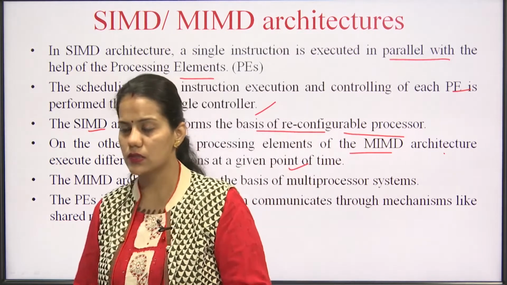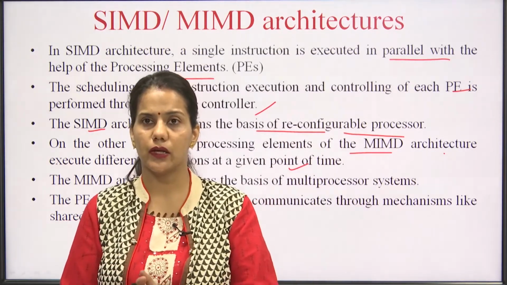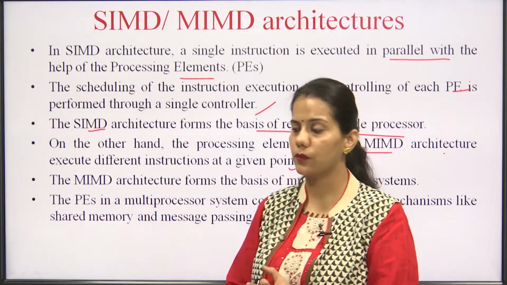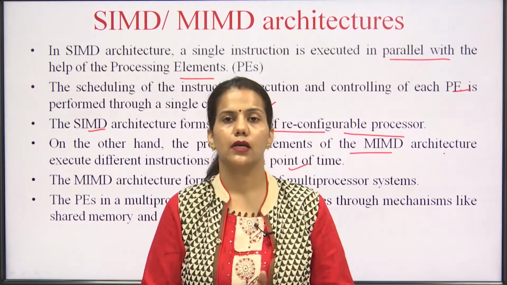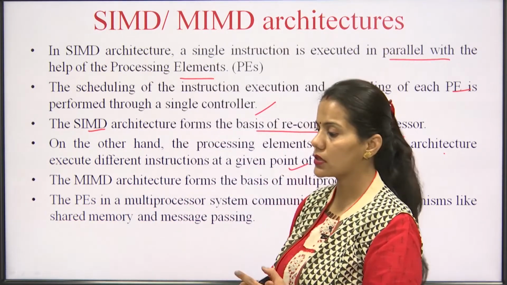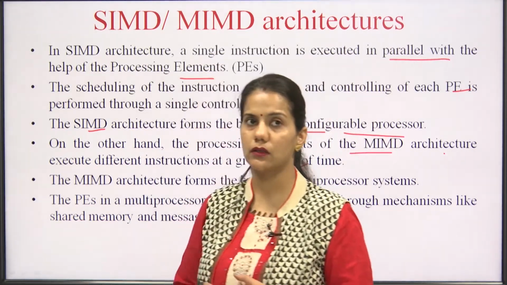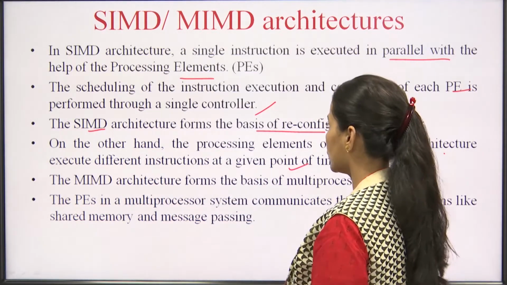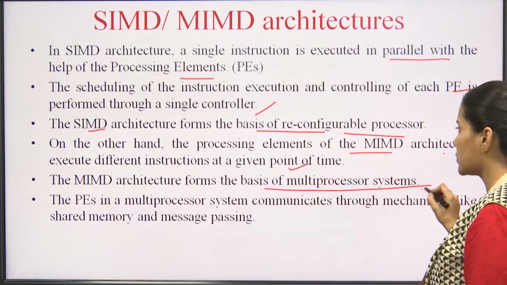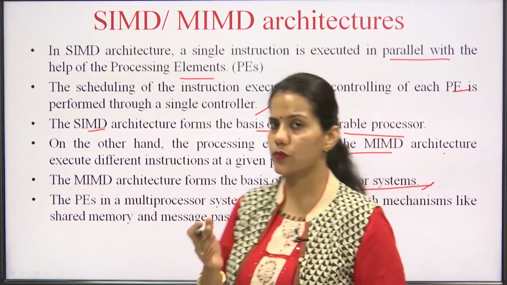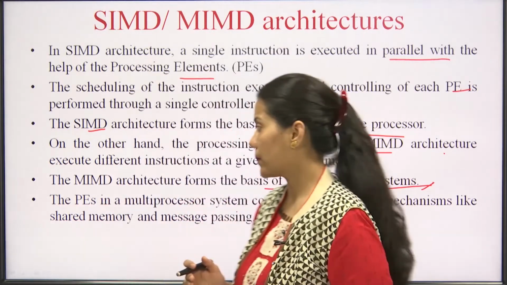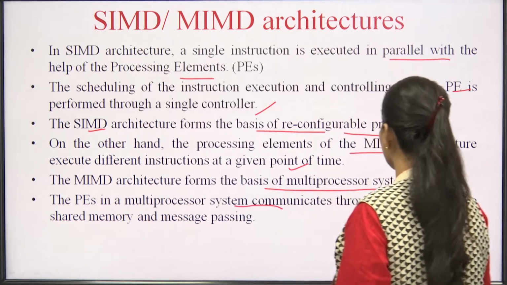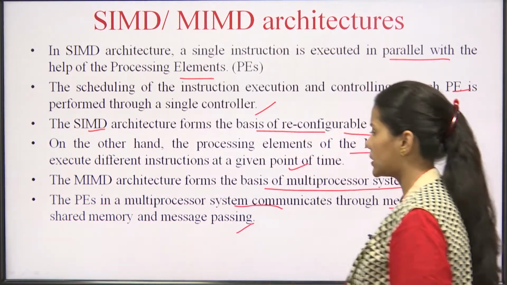So, this is the basic difference between SIMD and MIMD: in SIMD the single instruction is executed in parallel with the help of processing units, but in MIMD the processing elements execute different instructions at a given point of time. So, MIMD forms the basis of multiprocessor systems and SIMD forms the basis of single processor systems. The PEs, that is the processing units in the multiprocessor system, communicate through mechanisms like shared memory and message passing.